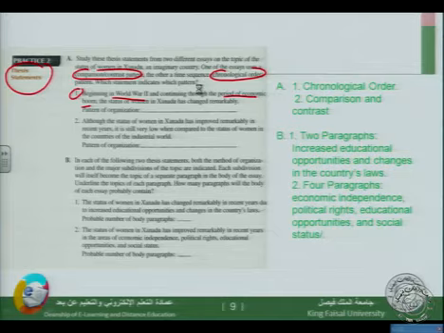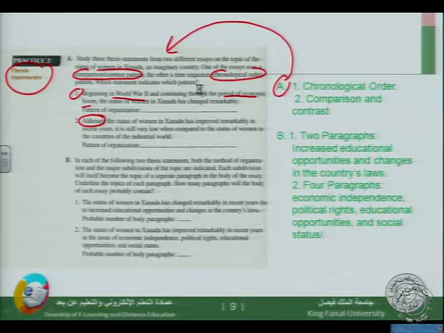Number 2, although the status of women in Xando has improved remarkably in recent years, it is still very low when compared to the status of women in the countries of the industrial world. So although the status of women, although هذه تدل على contrast بالرغم من, okay, although, so it is comparison and contrast. So here is the answer for number A, for letter A.